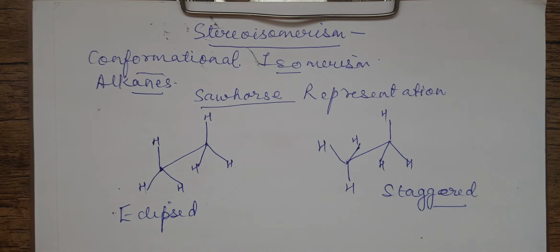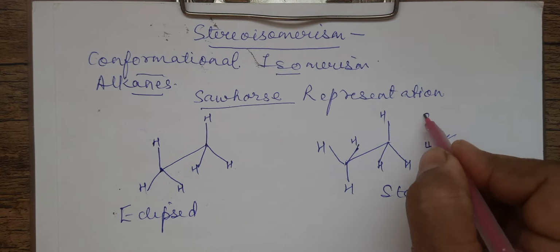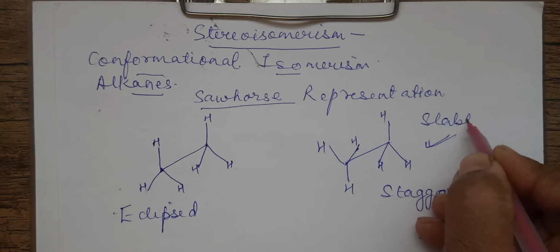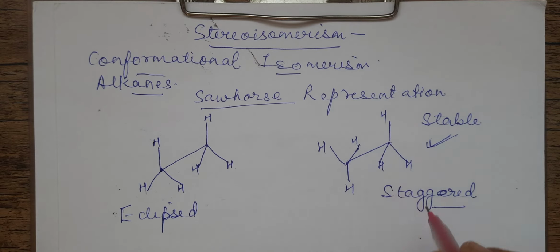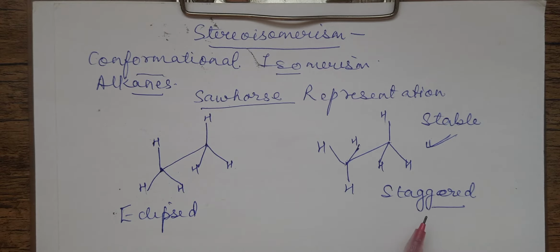Now, which one do you think should be more stable? Obviously, the staggered conformation should be more stable. Why should it be more stable? Because the distance between the hydrogen atoms is maximum. Where they are as far as possible, obviously that will be more stable because there will be less repulsion. So we will be only focusing on the conformational isomers of ethane.